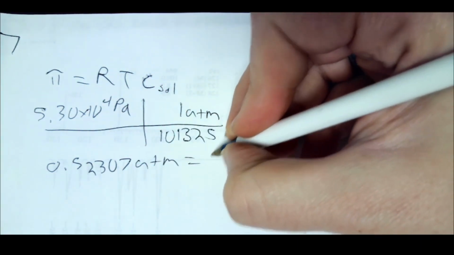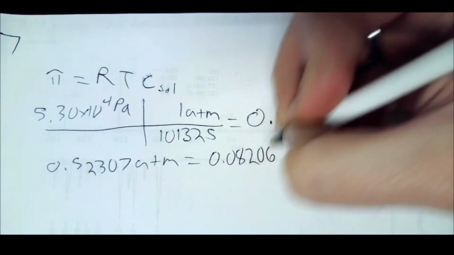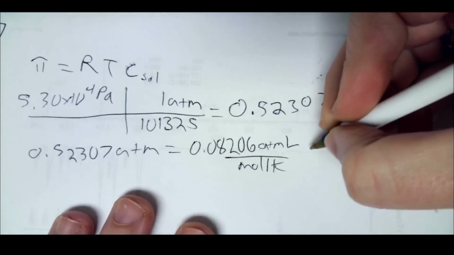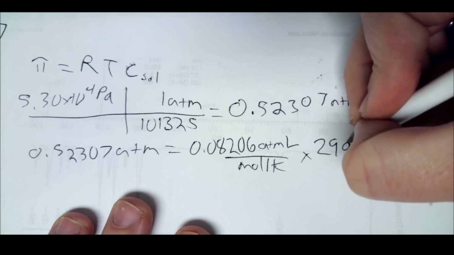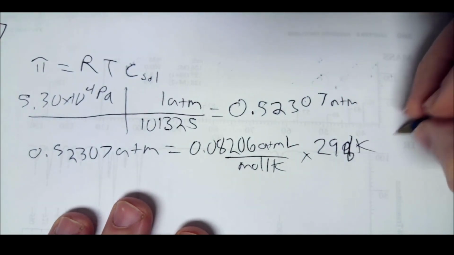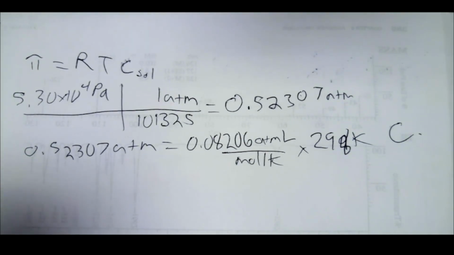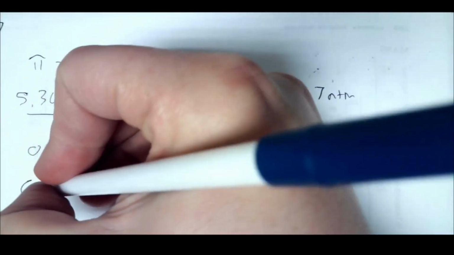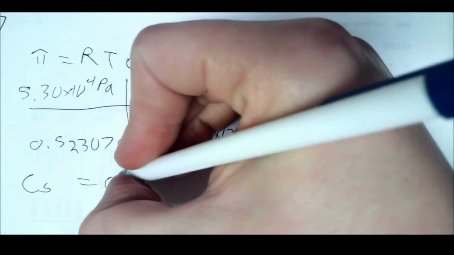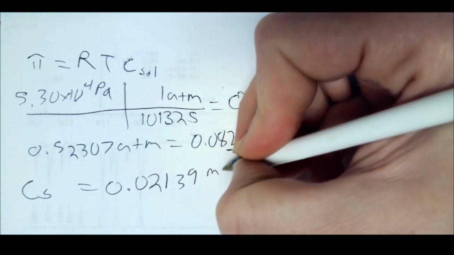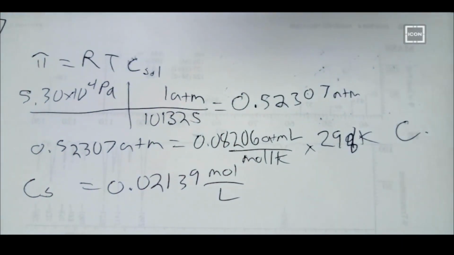So 0.52307 atm equals R, which is 0.08206 atm liters per mole Kelvin, times C, at 298 Kelvin. And so we can find our concentration. 0.52307 divided by R divided by temperature gives us a concentration of something like 0.02139 moles per liter. Pretty standard so far.